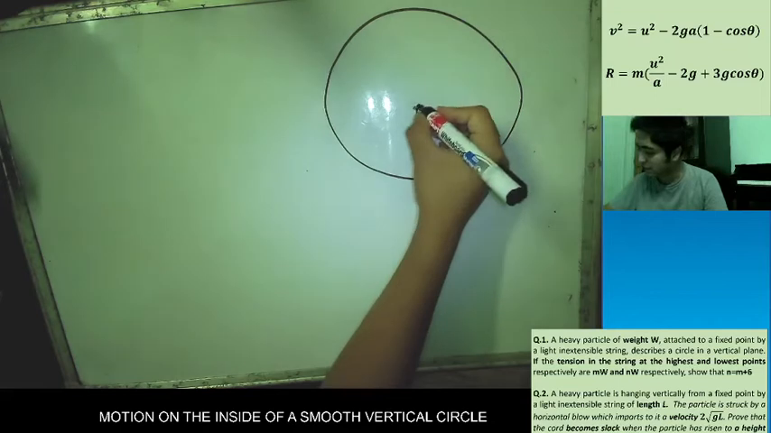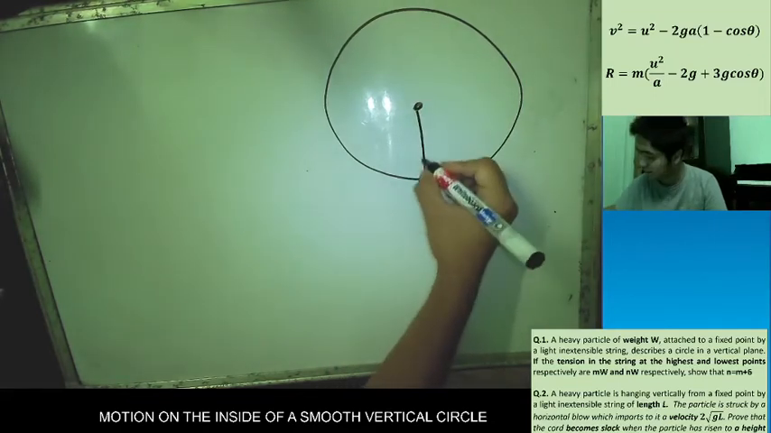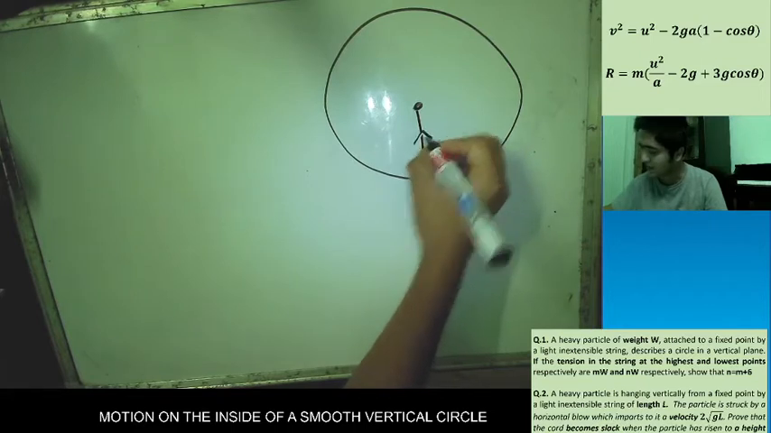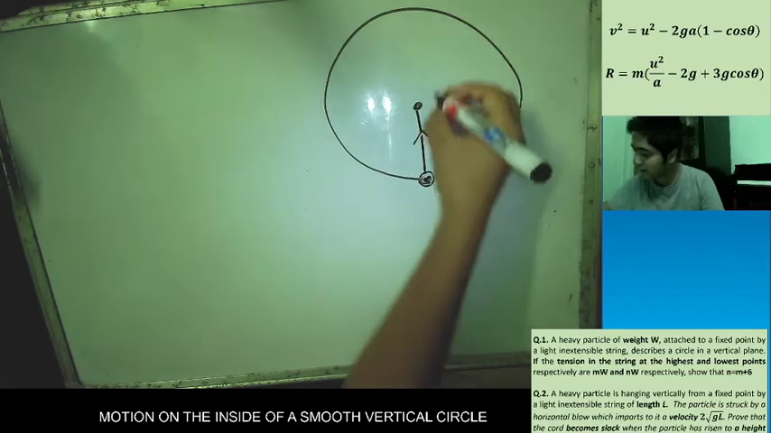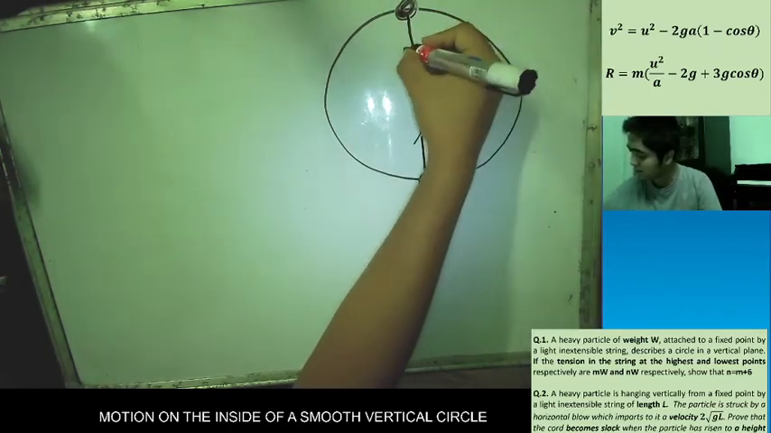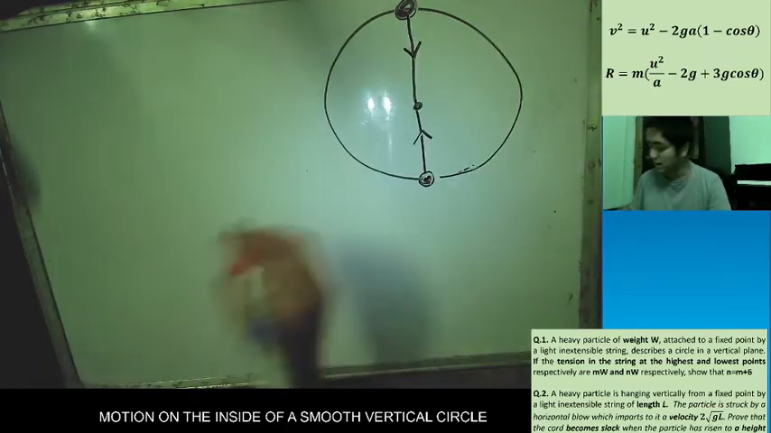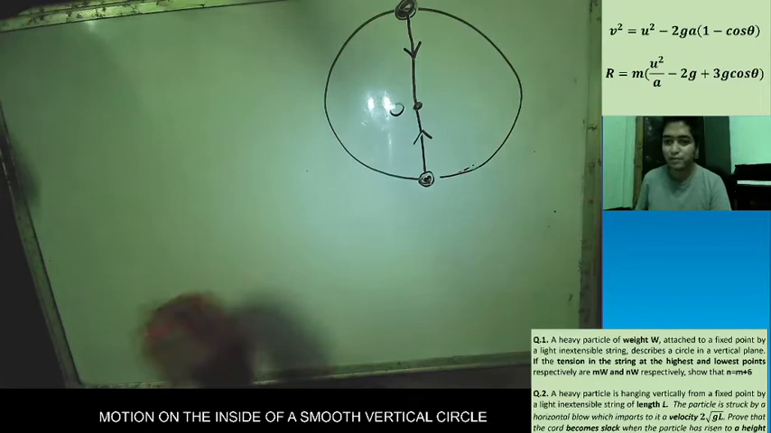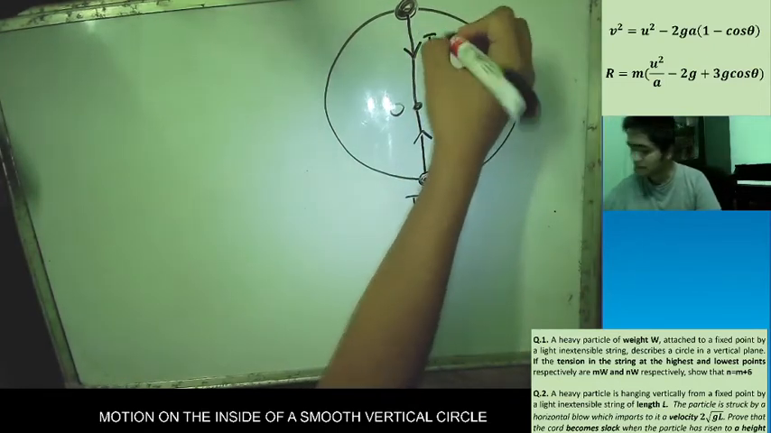So we have the tension. The tension at this point will be pointing at this side. This is the tension at the lowest point. When you swing it, the particle will be somewhere here, and then the tension will be pointing in this direction, towards the center O. So we are given the tension over here as T1, and over here this is T2.